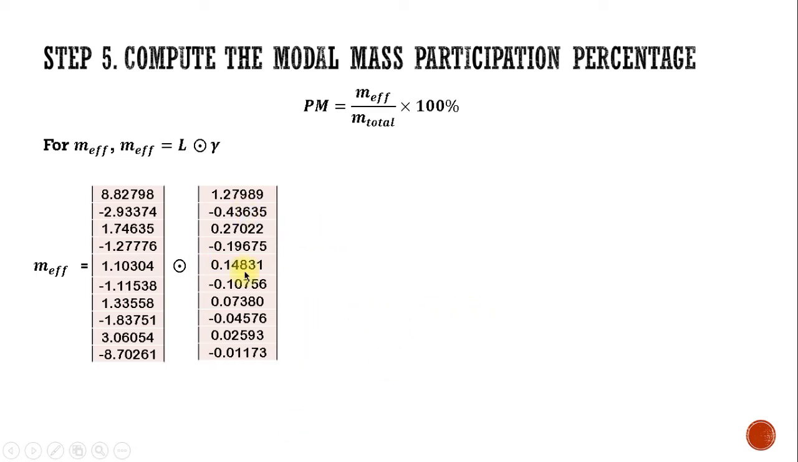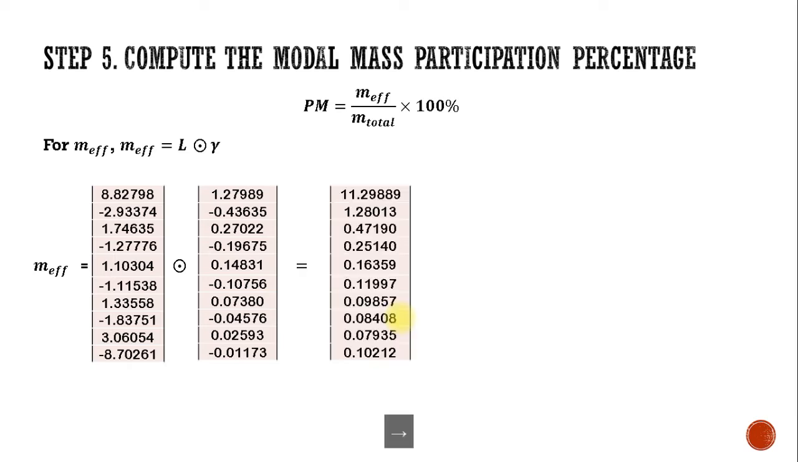So in this Hadamard product, we're going to multiply the corresponding elements of these two vectors. So we're going to multiply this 8.82798 with 1.27989 and so on with the other elements of these two vectors. So as a result, this is the result of this Hadamard product. So 11.29889 for mode 1, and so on for this 0.102124 for mode 10. So the total of this, our M total, is equals to 13.95.